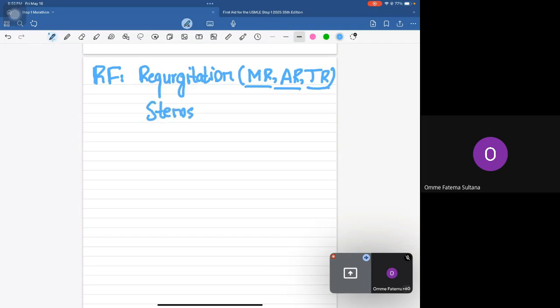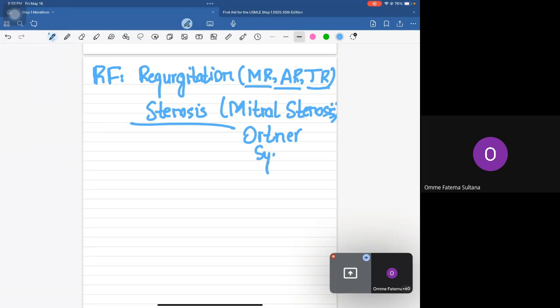So in the first 1 year or 2 years, you would have a murmur of regurgitation. But if the patient is coming after 10 to 15 years, the murmur would most likely be a murmur of aortic stenosis, and that would be a murmur of mitral stenosis. And then the patient would be having a syndrome which is known as the Ortner syndrome, right? We have discussed in detail about this Ortner syndrome. So that is how they are going to ask you these things, right?